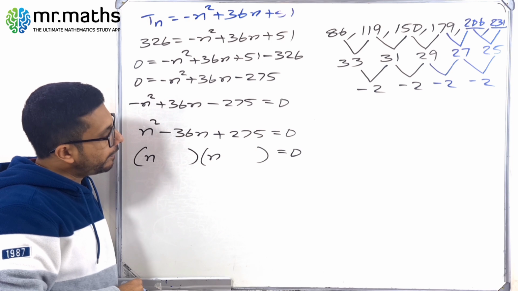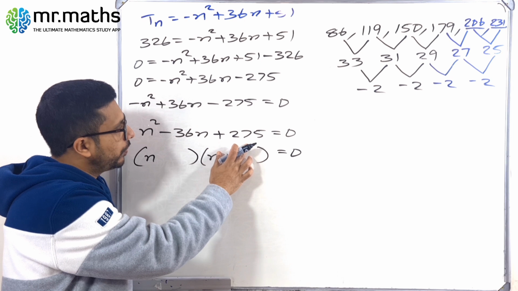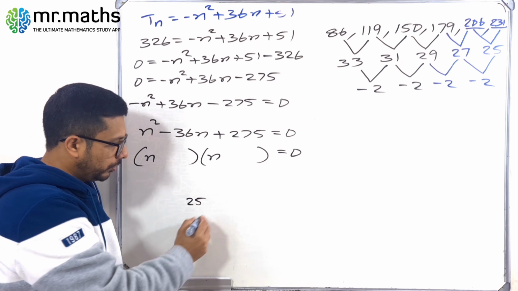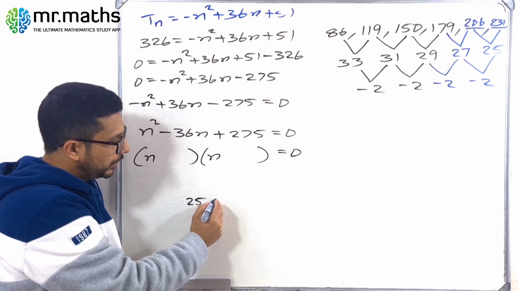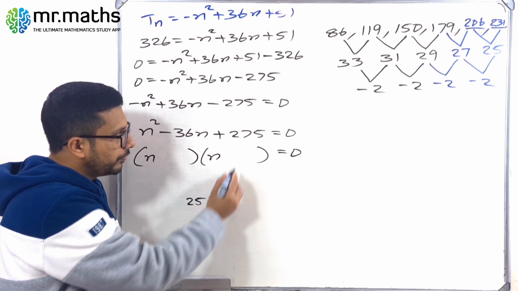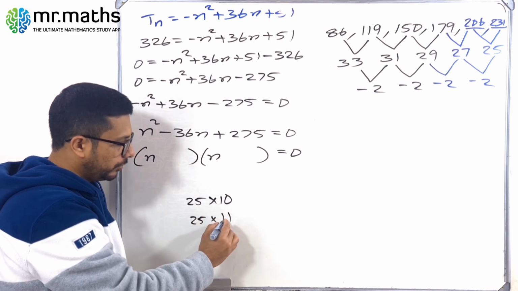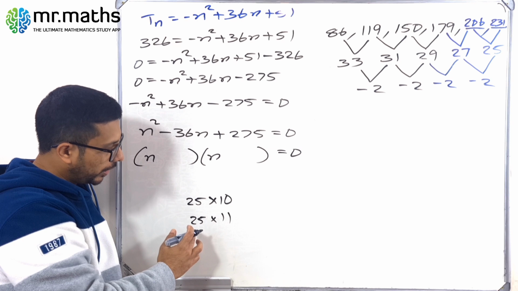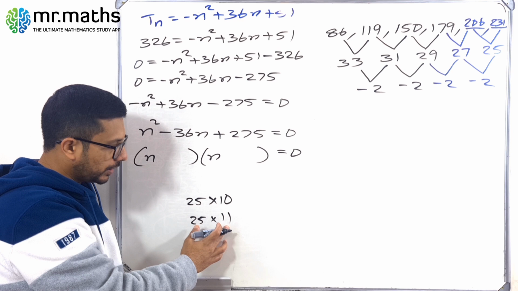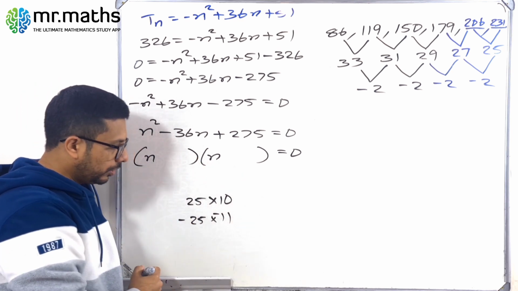Okay, so here what are the numbers? This is 36, 275. 275 is a multiple of 25. Am I right? So 25 times 10 is 250, but we want 275. So 25 times 11. 25 times 11 is 275. Okay, now look at this one. If I add this 25 and 11, I'm getting 36, positive 36. Here I want negative 36.